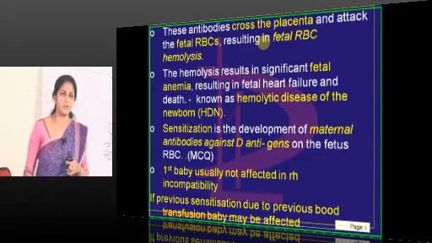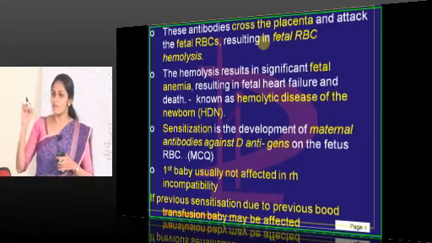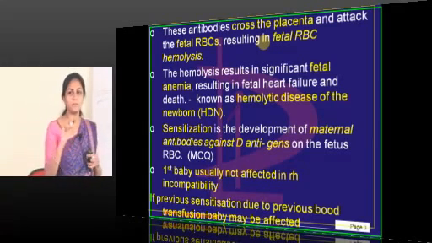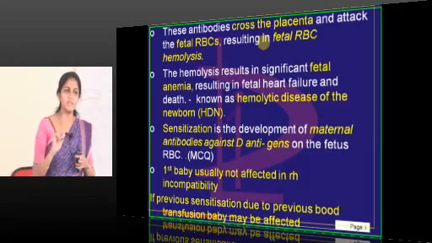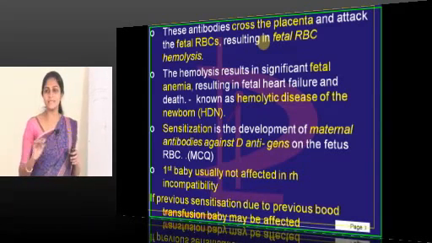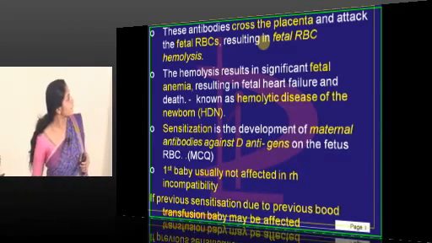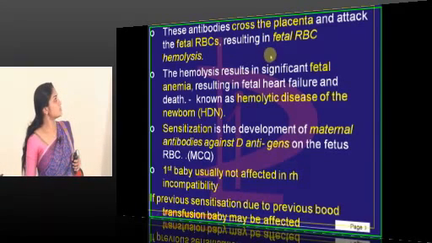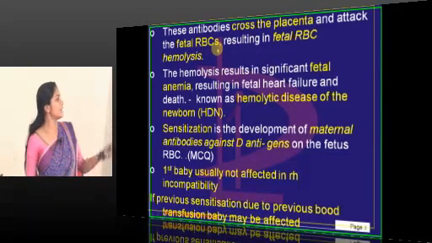So this was asked for you. Even the first baby of an Rh negative pregnancy can be affected because of a prior blood transfusion. Okay? Is the mechanism clear? The antibodies cross the placenta and attack fetal RBCs, finally causing hemolysis. That is what is going to happen.